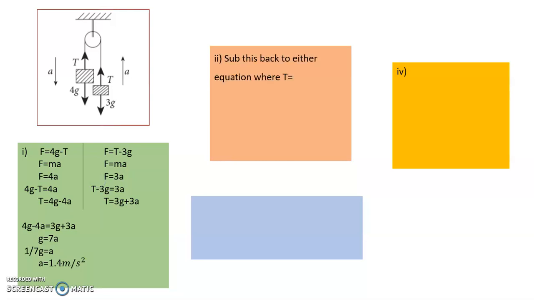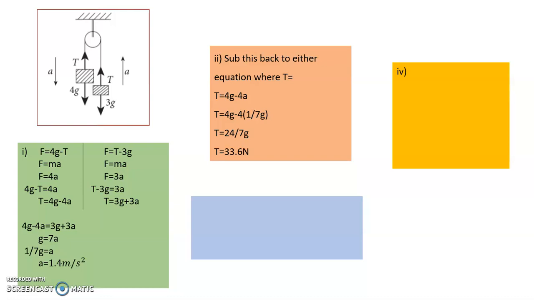Part 2 asks us to find the tension in the string. So you can use either equation. You can use T equals 4g minus 4a, or you can use T equals 3g plus 3a. It makes no difference here. I decided to use T equals 4g minus 4a, and I just sub in for my a. My a is 1 over 7 g, and it works out that my tension is 33.6 newtons.